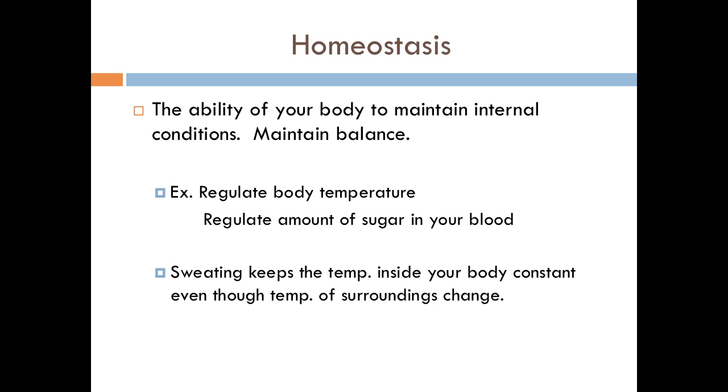Homeostasis. We'll be talking a lot about homeostasis. Homeostasis is the ability of your body to maintain internal conditions to maintain balance. Examples include to regulate the body temperature. Your body temperature should always be around 98.6. And to regulate the amount of sugar in your blood sugar.